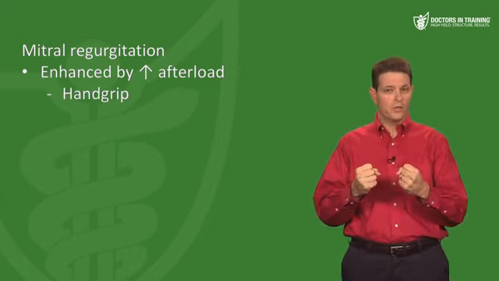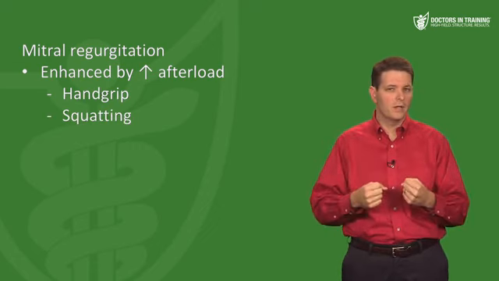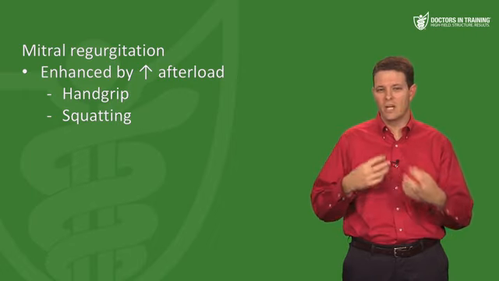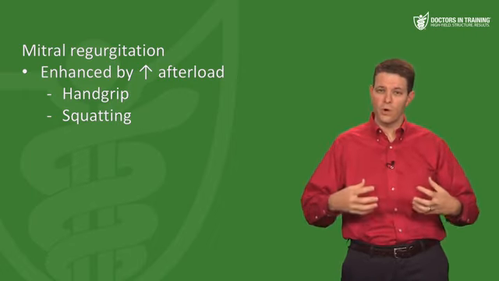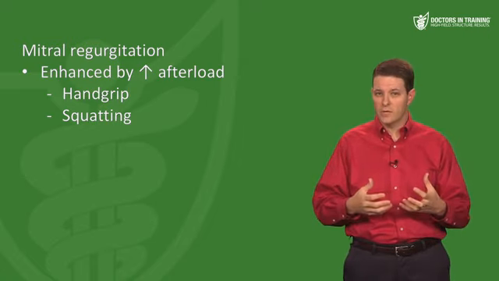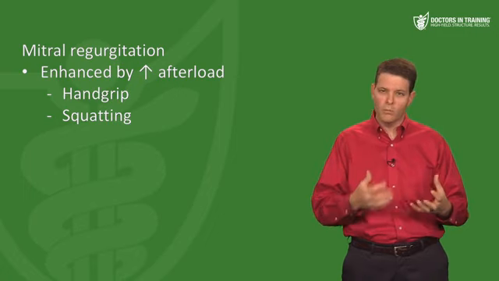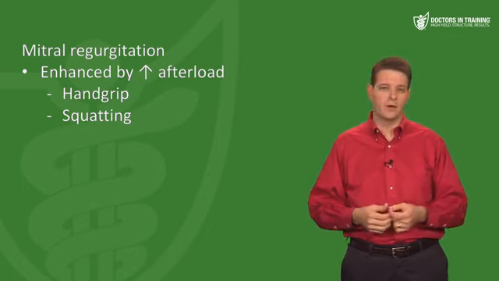So hand grip will do this, and so will squatting. When you have the patient perform a hand grip or a squat, it compresses all the arteries, and that increases afterload. With increased afterload, there's more pressure for the left ventricle to work against, so it's harder to eject the blood. So if there's more pressure in the left ventricle, more blood in the left ventricle, more blood is going to regurgitate back across the mitral valve, and that regurg murmur will be louder.